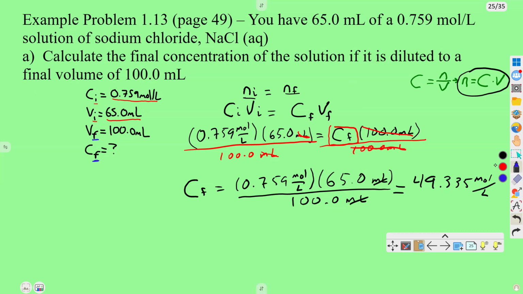Now, sig digs. We got 3 sig digs here, we got 3 sig digs here, and we got 4 sig digs here. So the number of sig digs in our final answer is going to be 3. So that's 49.3 moles per liter. So that's a little bit of doing a dilution.